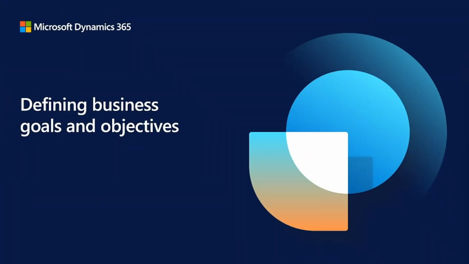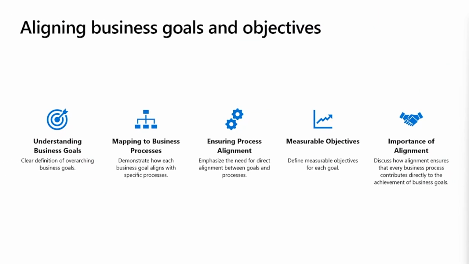Now, let's switch gears and talk a little bit more specifically about how we can use the catalog to help define the business goals and objectives. We've broken down the process of aligning business goals and objectives into 5 pillars.